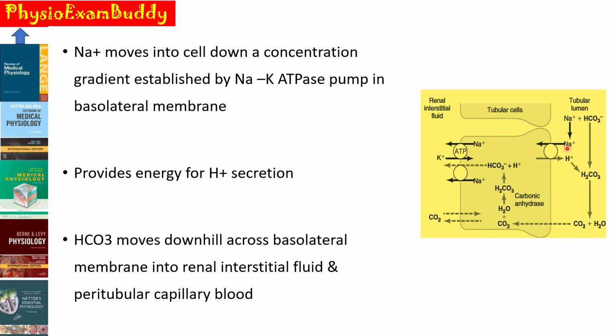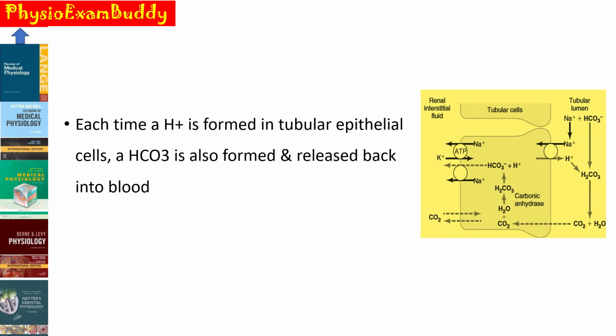And this sodium moves into the cell down a concentration gradient, which is established by the sodium potassium ATPase, which is present in the basolateral membrane. And the hydrolysis of this ATP will provide the energy for this H plus secretion. Along with this, the HCO3 minus, which is formed from the carbonic acid, will move downhill across the basolateral membrane into the renal interstitial fluid as well as into the peritubular capillary blood. And each time an H plus is formed in the tubular epithelial cells, a bicarbonate is also formed and released back into the blood.